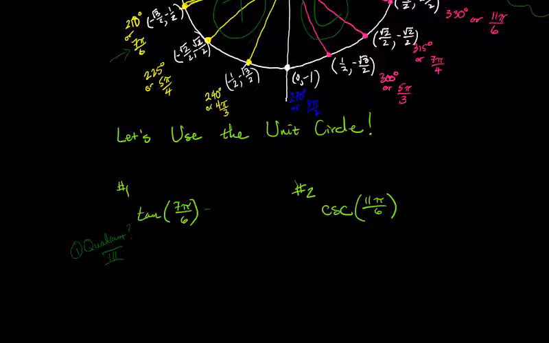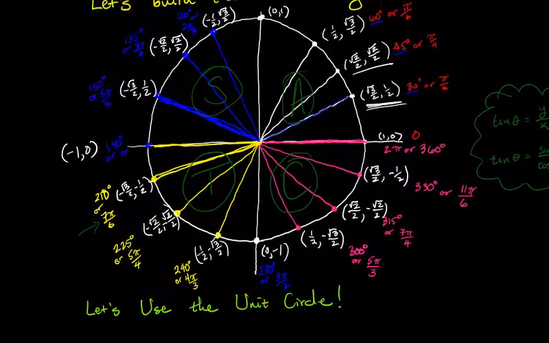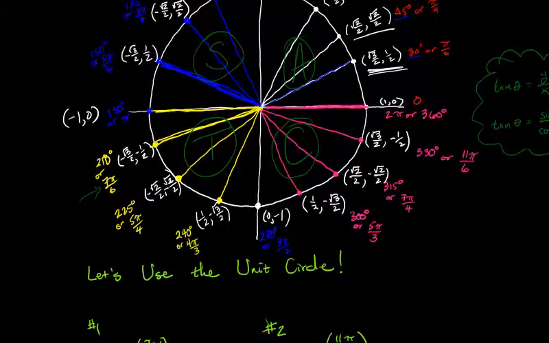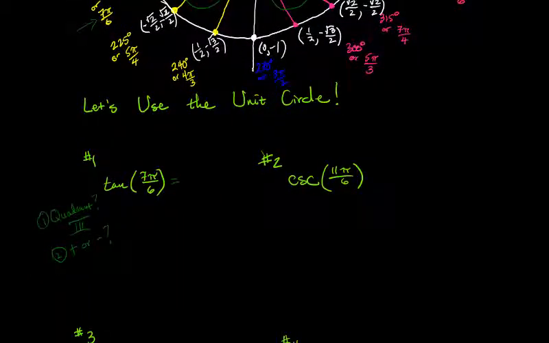Is tangent going to be positive? So the next thing I ask myself is, is it plus or minus? Positive or negative? I'm in quadrant 3. Is tangent going to be positive or negative? Well, we just did that thing. All students take calculus. So in the third quadrant, T, tangent's positive. So it's going to be positive.